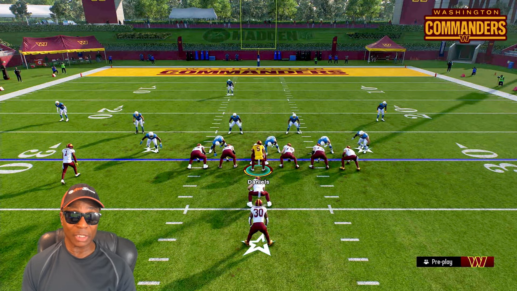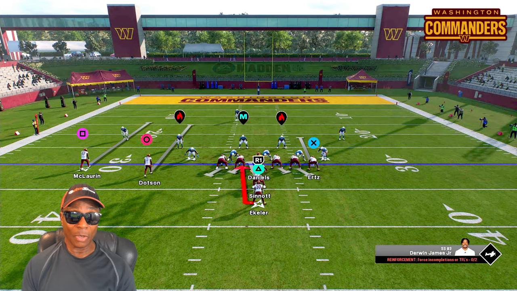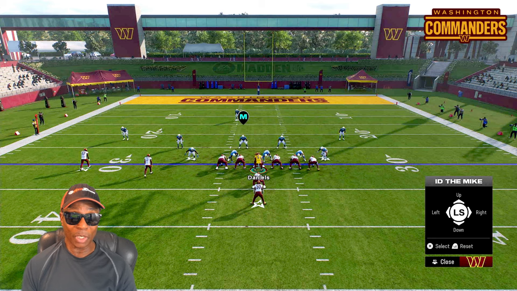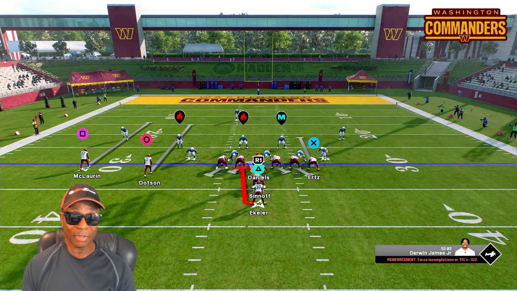Let's do one more, guys, okay? Let's see if we can run it to the left side. There we go, okay? It says the mic is that dude right there, right? The left side linebacker. When we identify the mic, it says it's him too. So what we're gonna do, we're gonna make him the mic because we want to get that push to the right so we can run to the left. All right. That's the fire guy still though. Let's see.